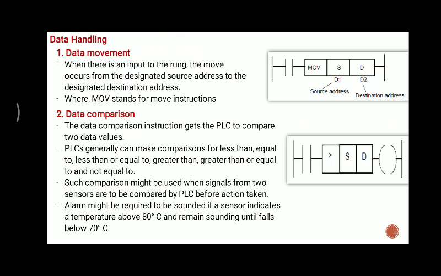Now the first type of data handling is data movement. You can see this diagram. Here is input 1. Once it is activated, there will be supply to this data movement. MOV stands for the move operation. S is the source address, and D is the destination address. So with the help of this move operation, we can move the data from the source address to the destination address. So this is the data movement in data handling. Another characteristic of this data handling is what?